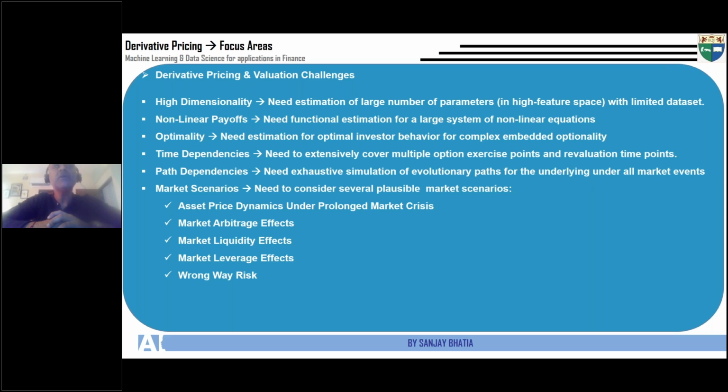The next daunting task in front of us while dealing with the pricing and valuation problems is time dependency. Now, it's not the case for some of the very simple plain vanilla standard derivatives like European call and put, right? Because they are only exercisable at maturity.